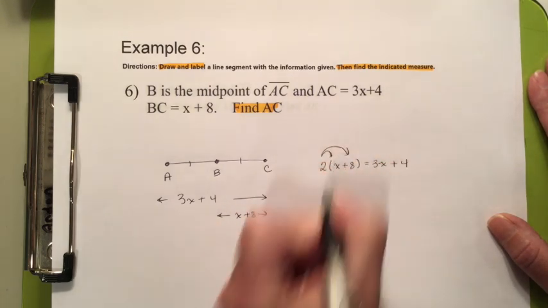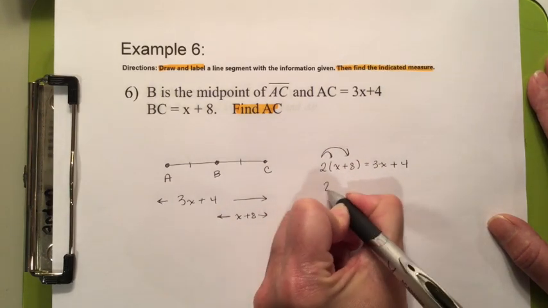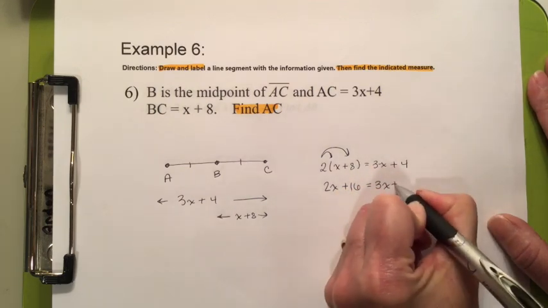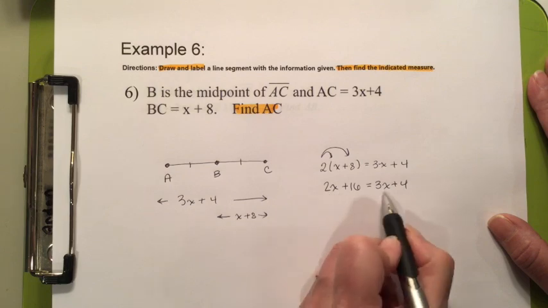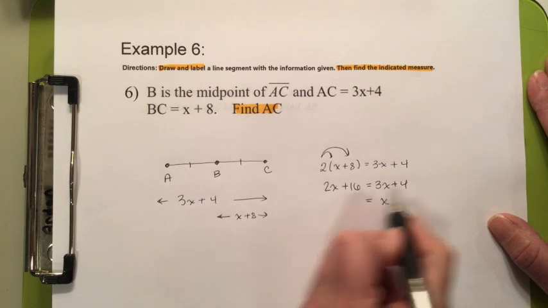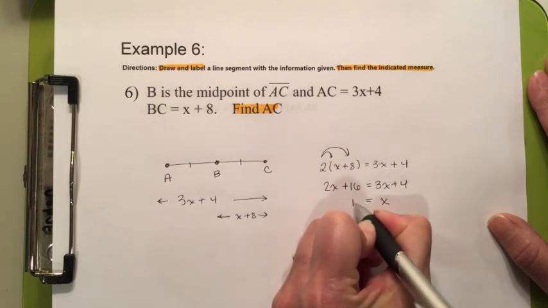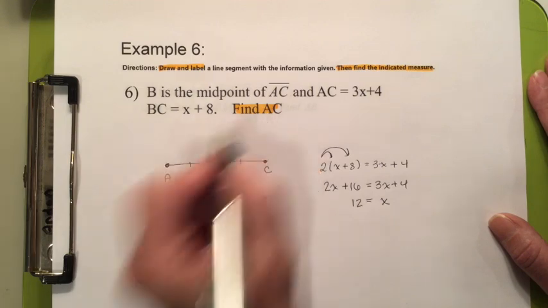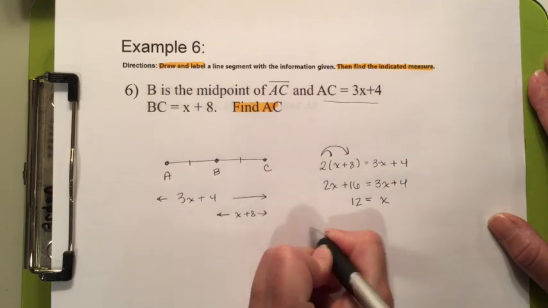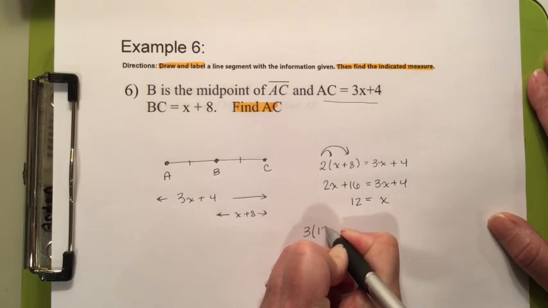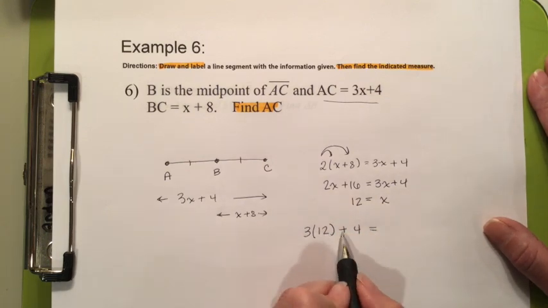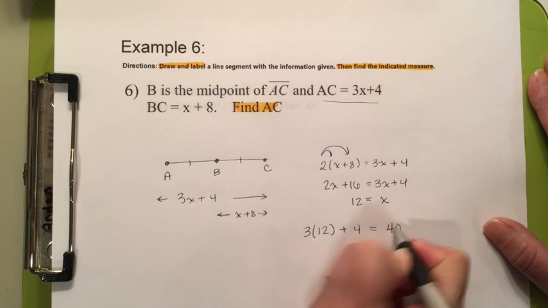So remember, when I do it this way, I have to distribute that 2. So I get 2x plus 16 is equal to 3x plus 4. I'm going to subtract to the right because this one's bigger. So 3x minus 2x, I get x. 16 minus 4, I get 12. So x equals 12, but that's not what it wanted me to find. So I have to go plug it back into this equation. So 3 times x, which is 12, plus 4 is equal to 36 plus 4, which is equal to 40.